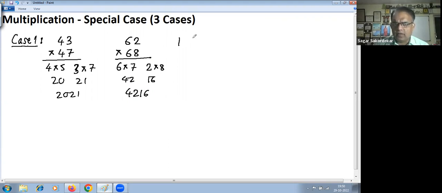Further, you can extend it for more digits. 102 multiplied by 108, meaning the sum of digits at ones place is 10 and the rest are all common. Then you can extend the same logic: take the common part, multiply it by one more, 10, one more is 11, and multiply the digits at unit's place on the right hand side. This is 11 into 10, that is 110. This is 16, so the answer is 11016.